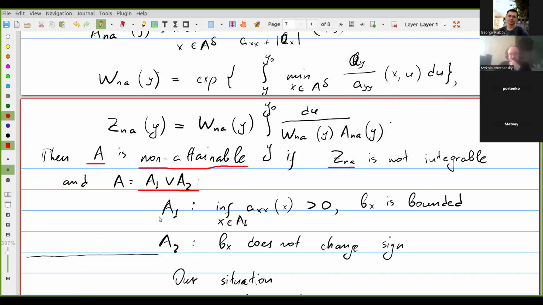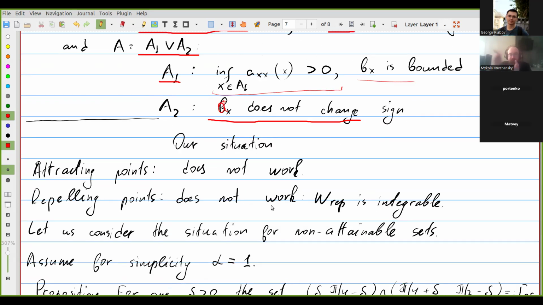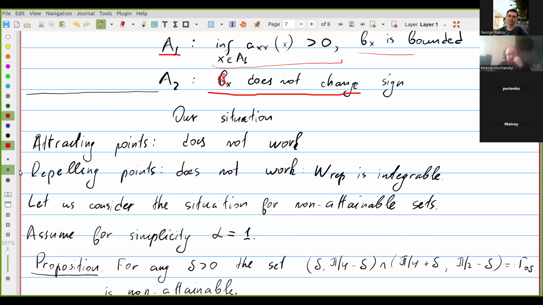In this case, this set should be split in 2. It's either that this coefficient a(x) doesn't change sign, or it's bounded and the coefficient near this second derivative is separated from 0. Now, in our situation, if you try to use this theory, which, despite being very old, is still very interesting because it really covers our situation, neither the theorems for attracting points nor for repelling points are going to work.